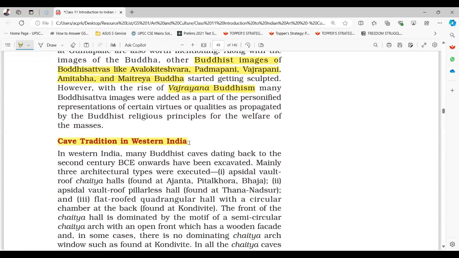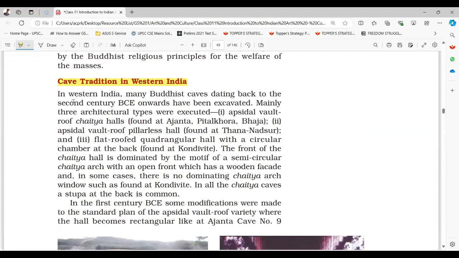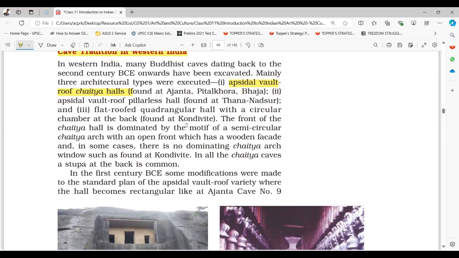Cave tradition in Western India. In Western India, many Buddhist caves dating back to the 2nd century BCE onwards have been excavated. Mainly three architectural types were executed. First is the apsidal vault-roof chaitya halls found at Ajanta, Pitalkhora, Bhaja. Second, apsidal vault-roof pillarless hall found at Thana, Nadsur. And third, flat-roofed quadrangular hall with a circular chamber at the back found at Kondivite.